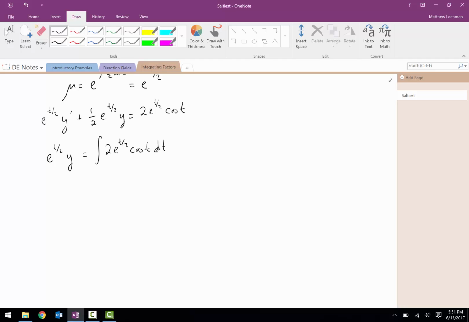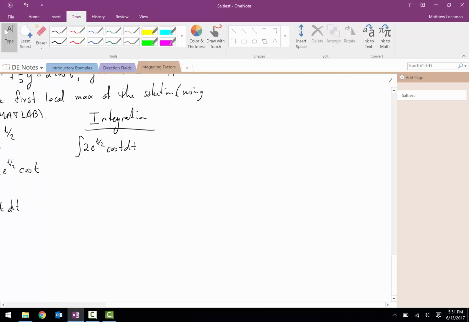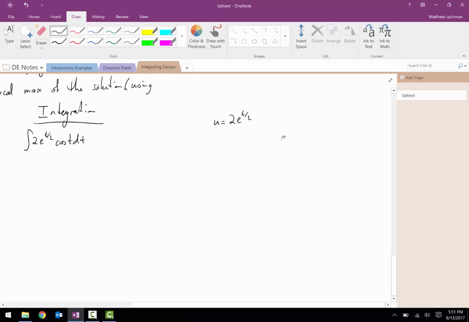This, if you recognize it, is a problem from Calc 2 that involves double integration by parts. So I'm going to do that off to the side. Over here, so this is the integration. I'm going to integrate 2e to the t halves times cosine of t dt. For the integration by parts, we're going to start out with u equal to 2e to the t halves and dv equal to cosine of t dt. So v is sine of t, and du is e to the t halves dt.